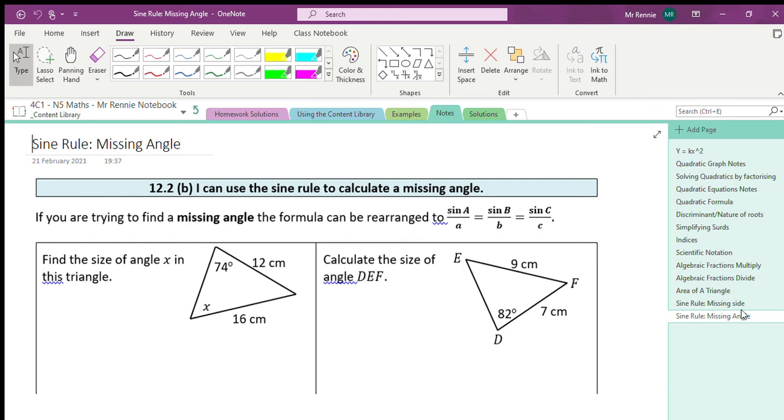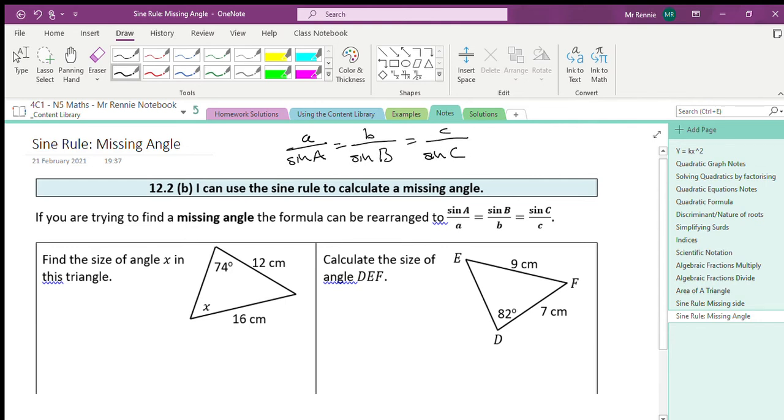Hi all, in today's video we're going to be looking at 12.2 section B, which is using the sine rule, but this time to work out a missing angle. Last time, it would have been the sine rule working out the missing side, a missing length, and the formula that's always written on your formula page is a over sine A equals b over sine B equals c over sine C.